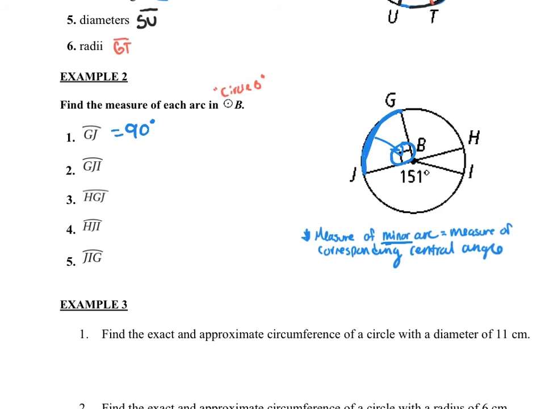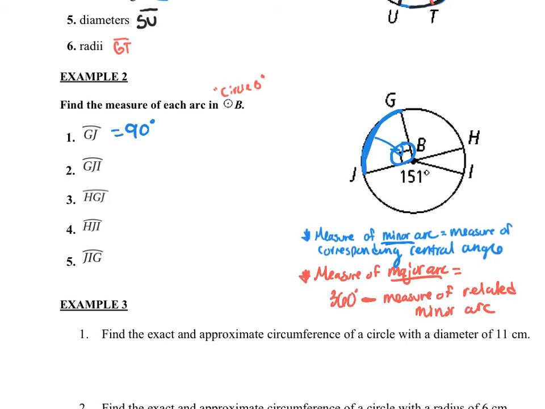So it's a minor arc. Major arc is a little bit different. So the measure of a major arc is equal to 360 degrees minus the measure of the related minor arc.